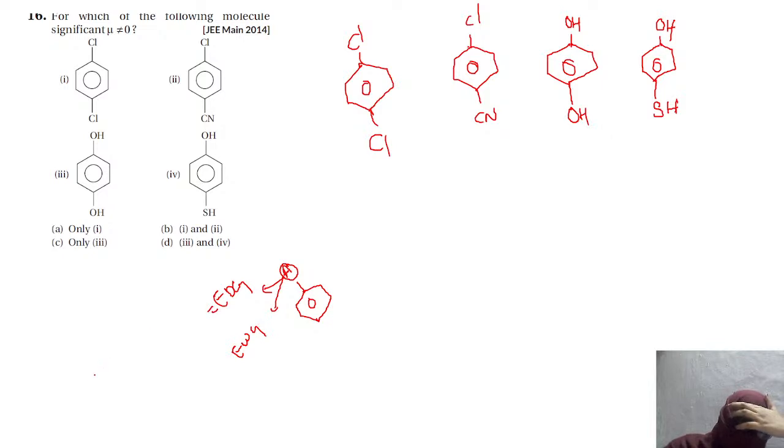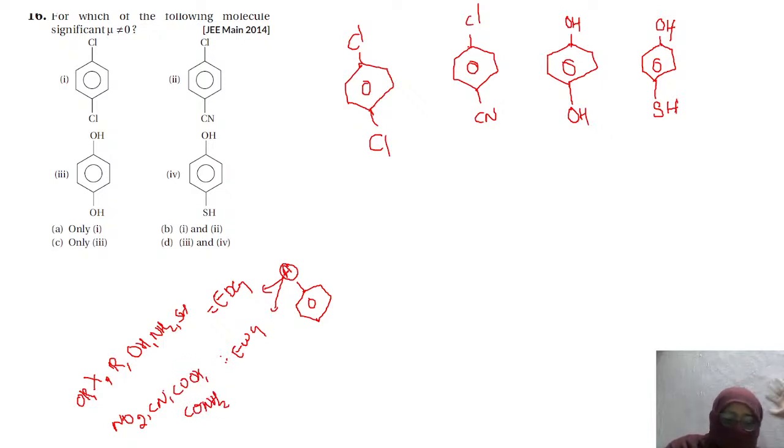Electron donating here is halogen, carbon chain, that is any carbon attached, OH, NH2, SH, OR. They are always donating groups. Withdrawing groups, whatever groups were left, like nitro group, NO2 group, cyanide group, carbonyl group like aldehyde, ketone, carboxylic acid, amide, esters, SO3H, all of them are withdrawing groups.